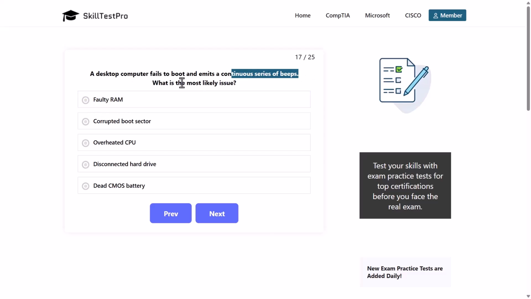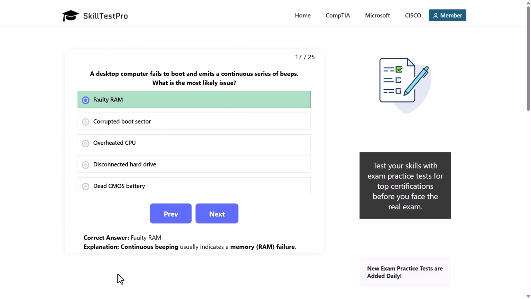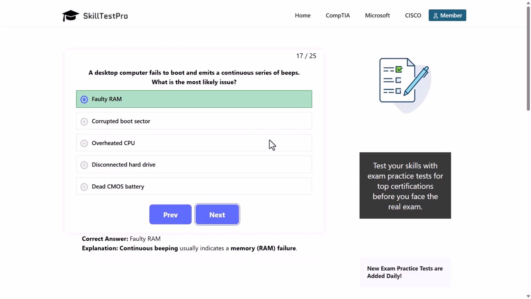However, it depends on the manufacturer of the computer. Keep in mind that the frequency of beeps and the number of beeps could also be implemented by the manufacturer. Always check the manual for your computer or your motherboard to see how many beeps there are and what they mean in that particular setup. And faulty RAM, like I mentioned, so continuous beeping usually indicates memory RAM failure.